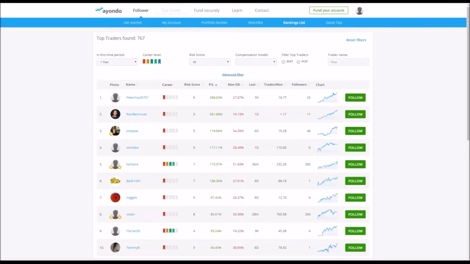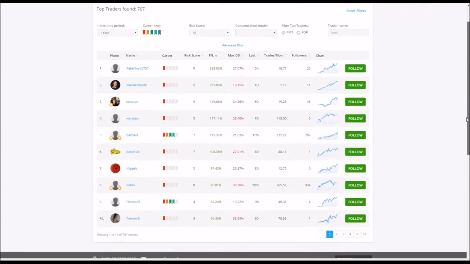So we can see the most profitable trader out of these 767 is Peter Lloyd 5757, who has racked up a very impressive 288% return over the 12-month period. Then number 2 is Raul Bermudo, who's racked up 261%. Number 3 is Giuseppe, who I'm actually following already in this account, so I'm glad he's still doing well. So he's up 119%, and so it goes on.